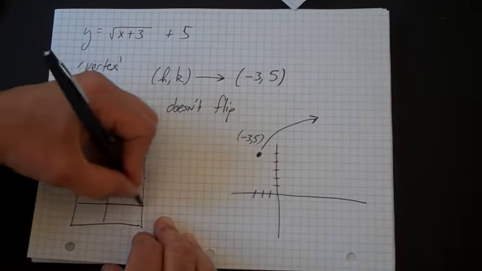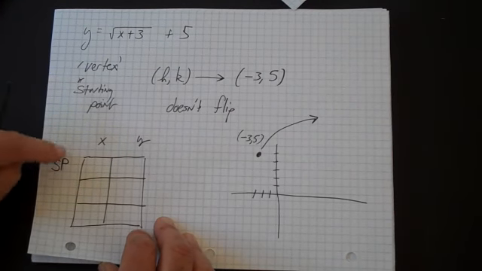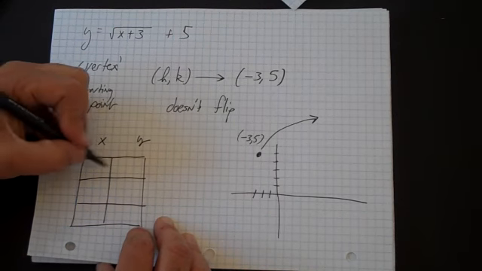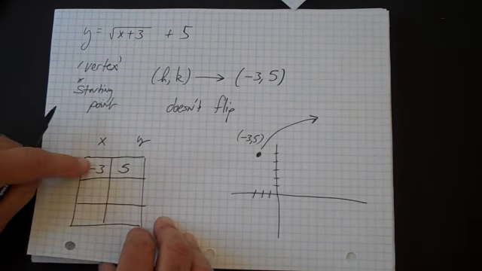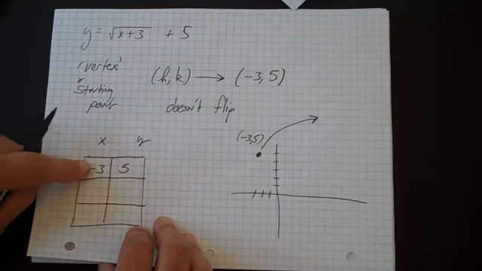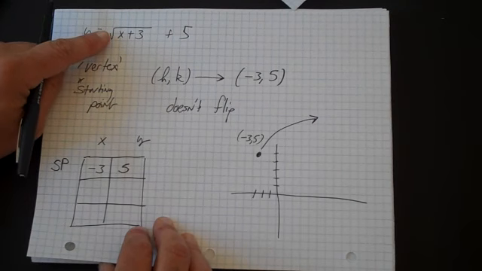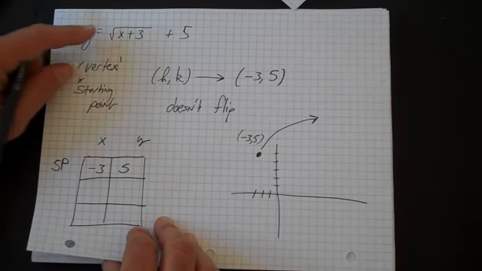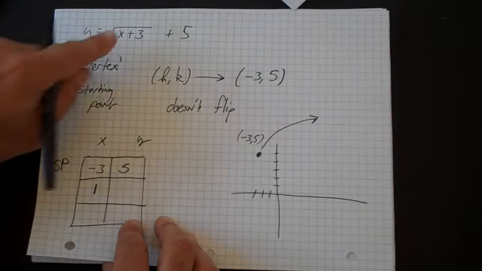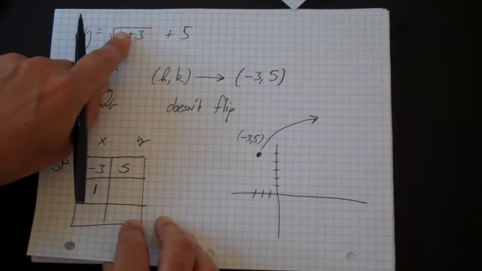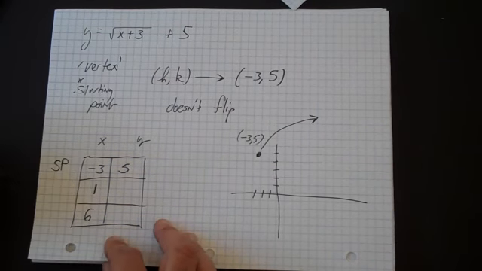Now, on the XY chart, start with the vertex or starting point if you want to. You might want to call it the starting point to remind you that it's not a vertex. That's minus 3, 5. Now, choose some x number that's more positive than minus 3. Since it's a square root, you could choose a number that'll be easy to calculate. That's up to you. I'm going to choose a 1, because 1 plus 3 is 4, and that'll be easy to do. And the next number I'm going to choose is 6.